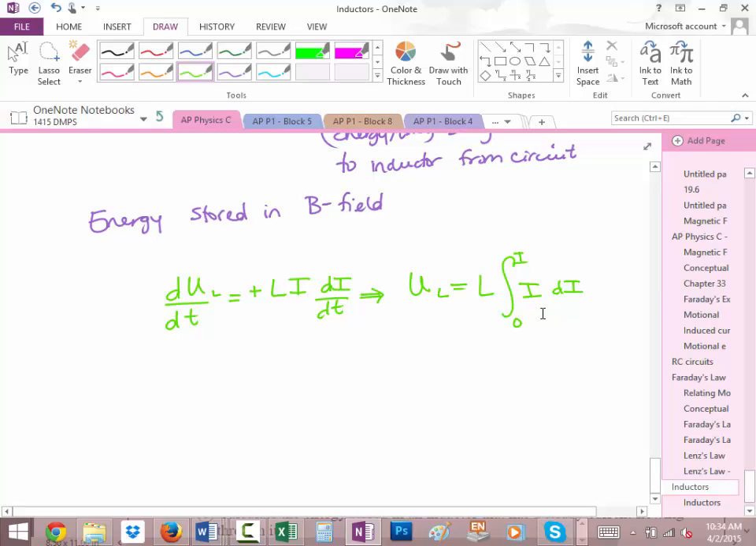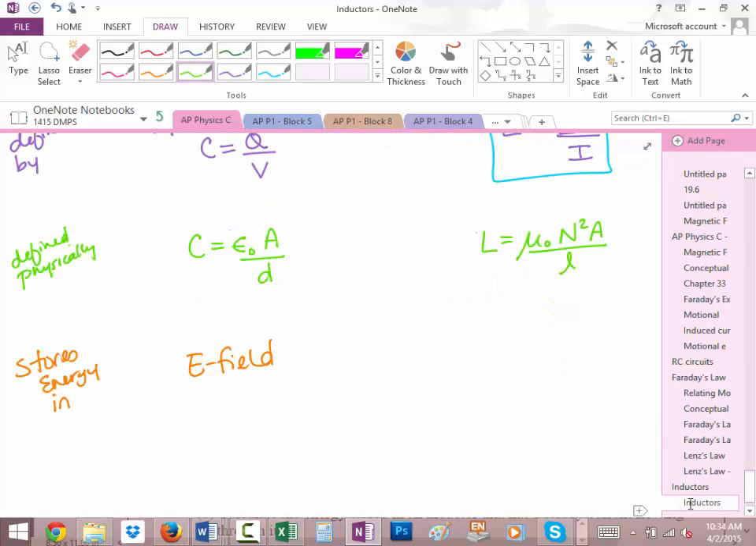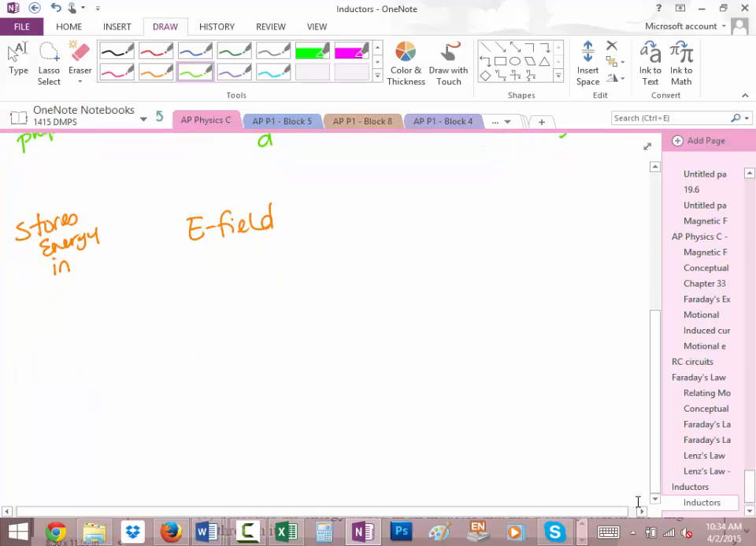I squared over 2, or 1/2 I squared. And I'm going to put that L in front of that because it still exists. So you've got U_L is equal to 1/2 L I squared. And we're going to write that down on our little chart, because that's interesting. We're going to say it stores energy in the magnetic field.